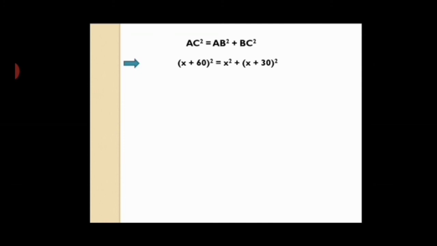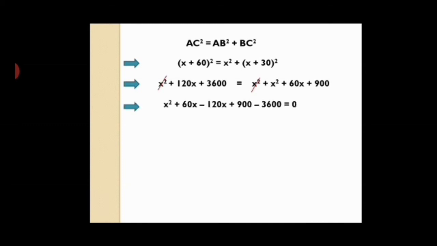Now we will open these brackets by using the identity a plus b whole square, which is a square plus 2ab plus b square, and we get x square plus 120x plus 3600 equals x square plus 60x plus 900. Obviously from both sides this x square cancels with this x square, and we get x square plus 60x minus 120x plus 900 minus 3600 equals 0. Here we are shifting all the terms from one side to the other, and after simplification we get x square minus 60x minus 2700 equals 0.